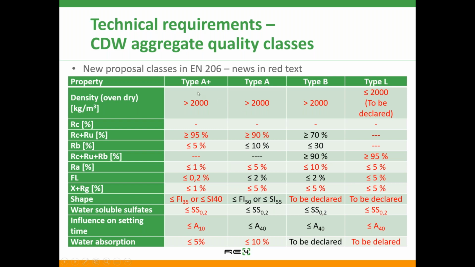Type A plus is a top-notch quality aggregate, which is basically as good as a virgin aggregate, or maybe in some cases even better. So the requirements for this class are very high. At least 95% of it should be unbound stone or crushed concrete. Only up to 5% can be other things like bricks. And there is also a requirement of maximum 5% water absorption. So this is really type A plus. Can you sort your material and get that one? Then you should have a very high value material.